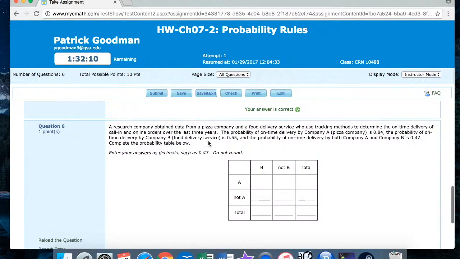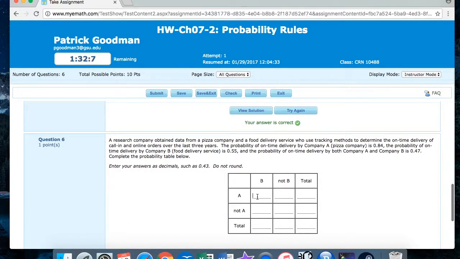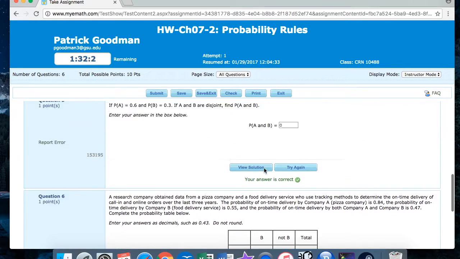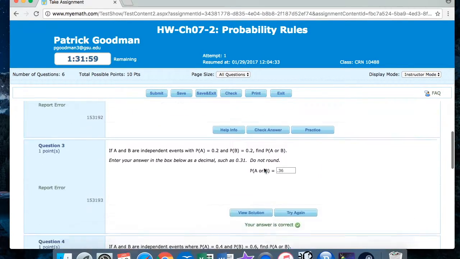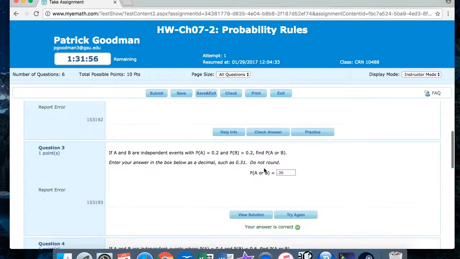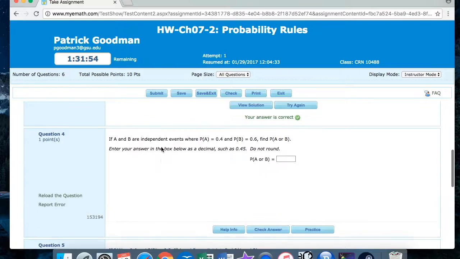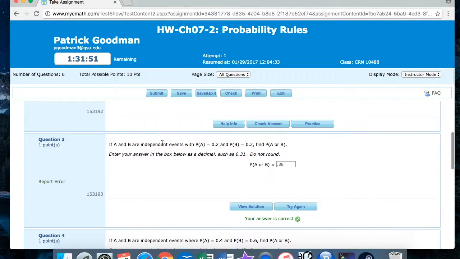These last couple ones are mostly just concept. This guy right here can be kind of a nuisance to fill out, but it's basically no different than the problems we just did. Just try to remember the rules, like the difference between independent events and mutually exclusive. So if A and B are independent events with probability of A equals 0.2 and probability of B 0.2, find probability of A or B. Well, if these are independent events and we're finding probability of A or B, they aren't mutually exclusive, which means that they will have an intersection.